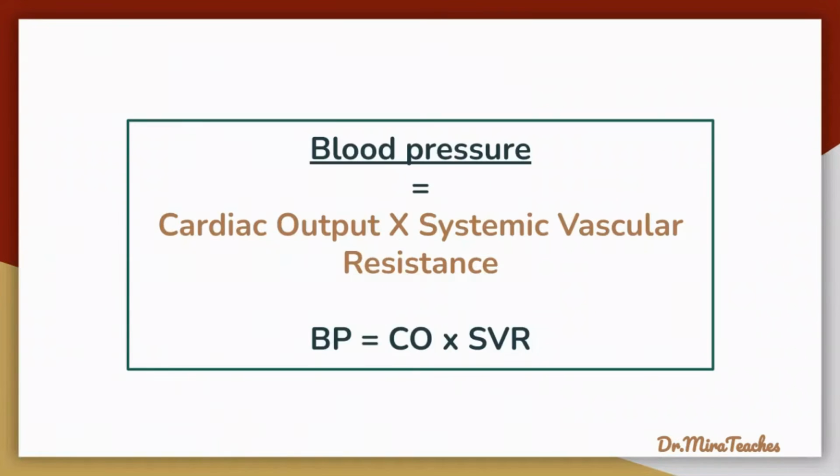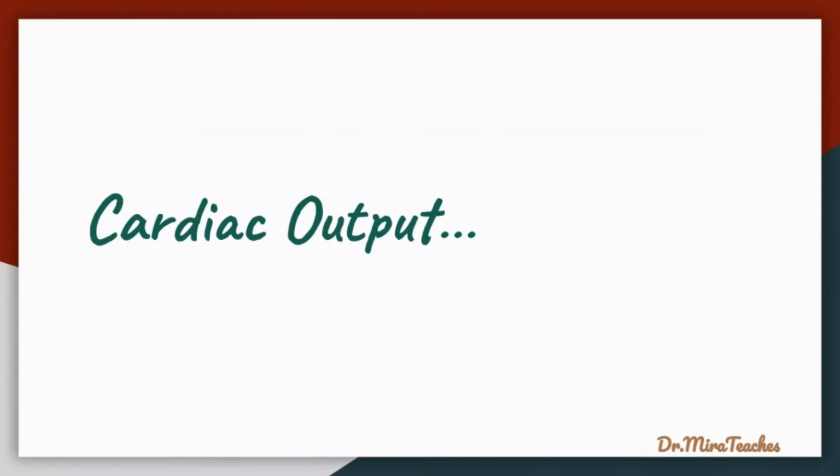All right. So we've seen it. BP is equal to cardiac output times systemic vascular resistance. This is the blood pressure equation. But you need to understand the various elements of the blood pressure equation. So let's understand what cardiac output is.